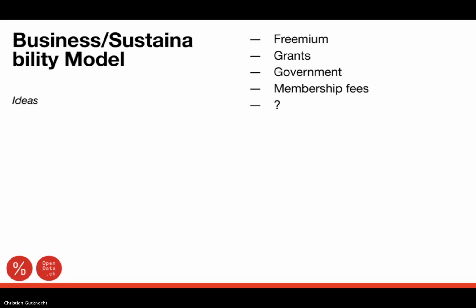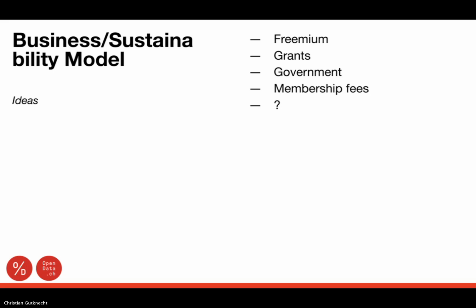But until then, we have to find a solution, and it can also be a mix of different business models or different revenue streams, so to say, to sustainably fund the work and the maintenance of this API.